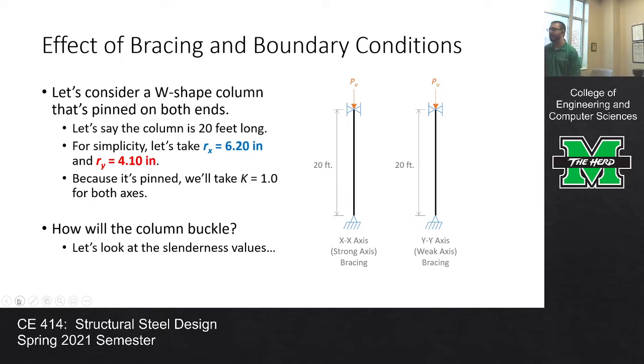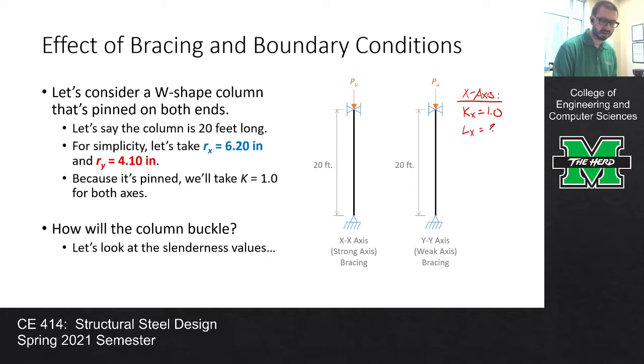Now, let's say the column is 20 foot long, okay? So let's take, for instance, the x-axis. Okay, so we have K is 1. We have the length is 20 feet, and the Rx is listed here, and I just made up some values here, 6.20 inches. So somebody help me out in the chat. What is KL over R for the X-axis?